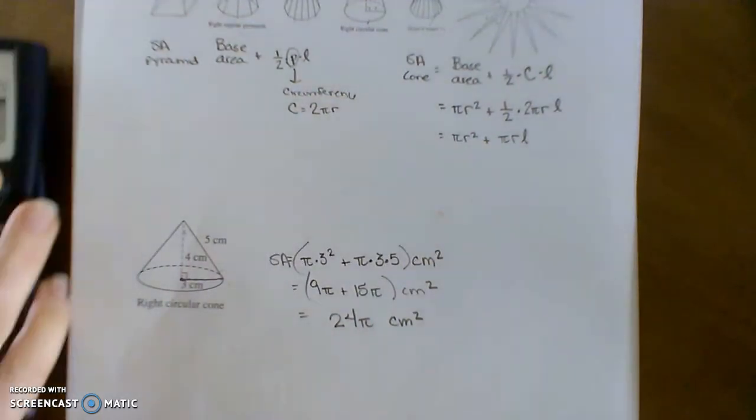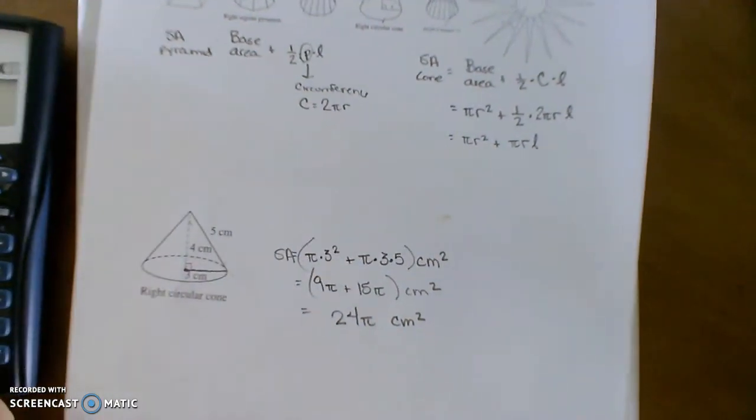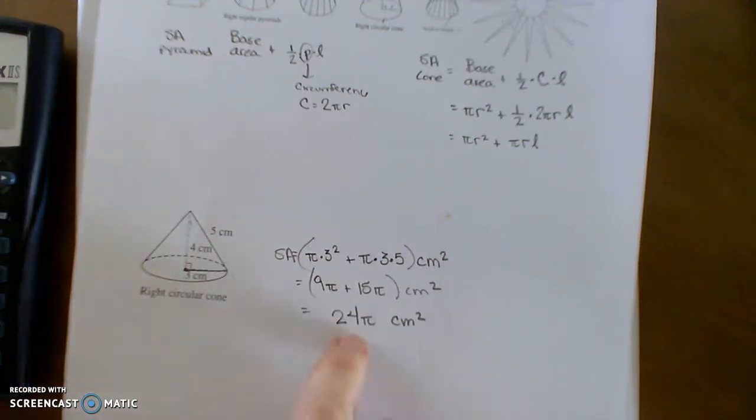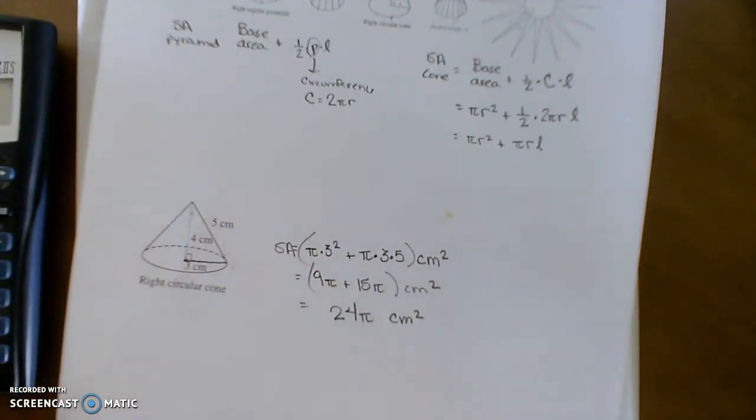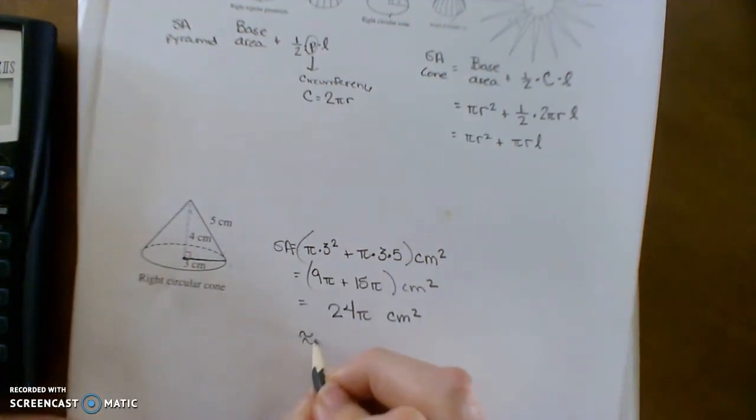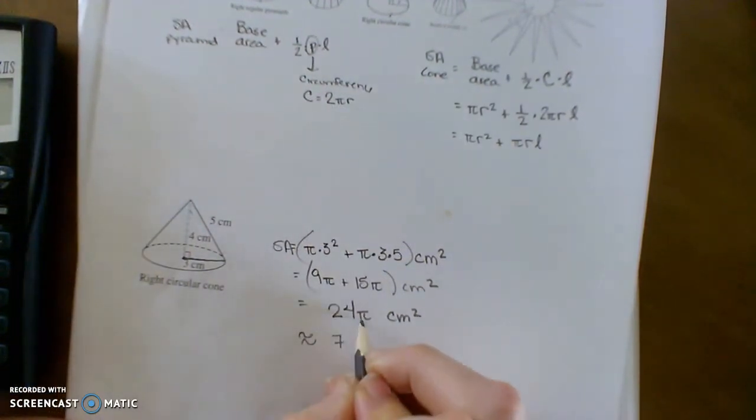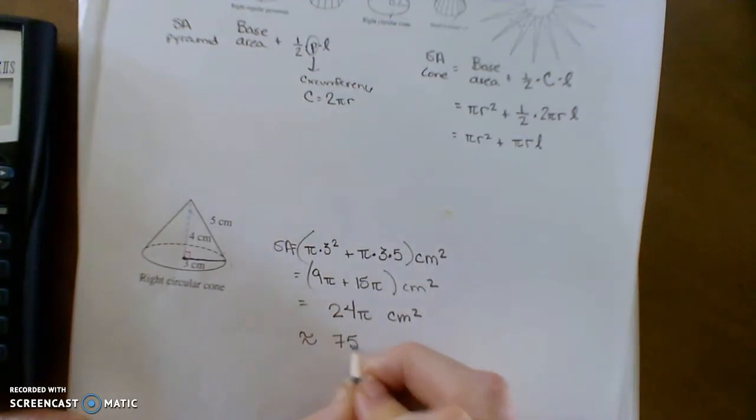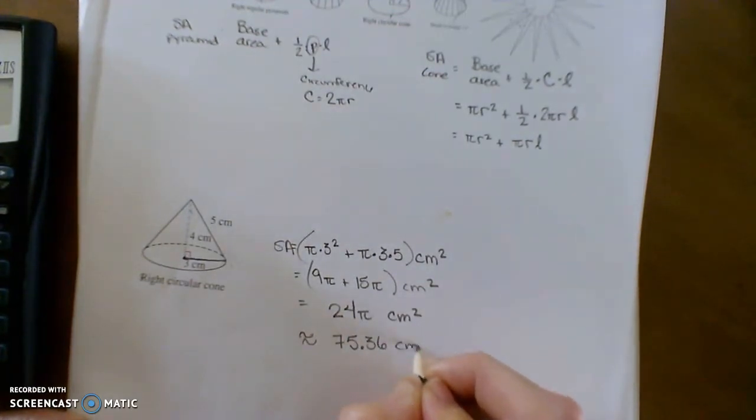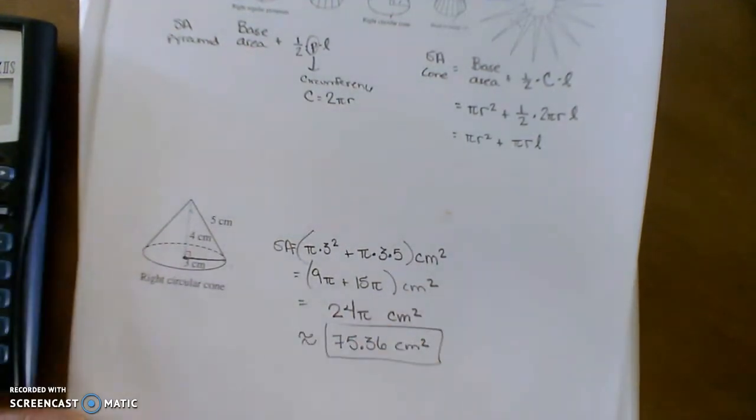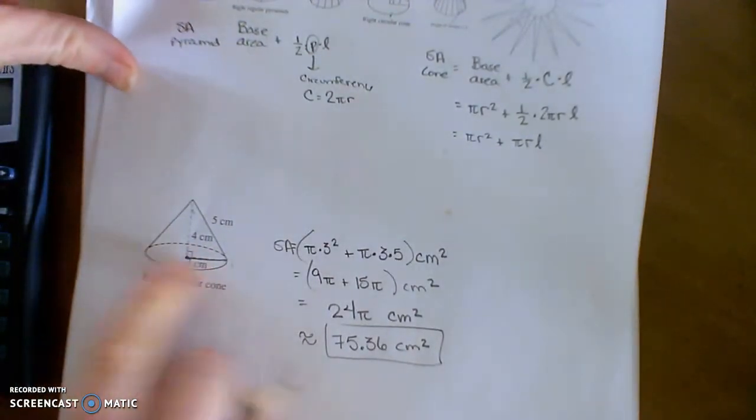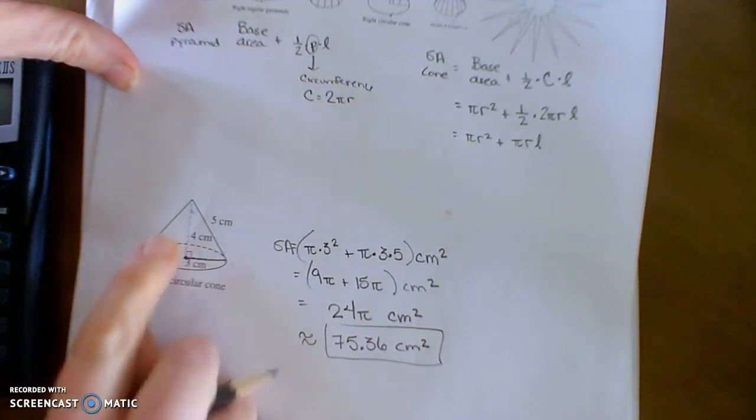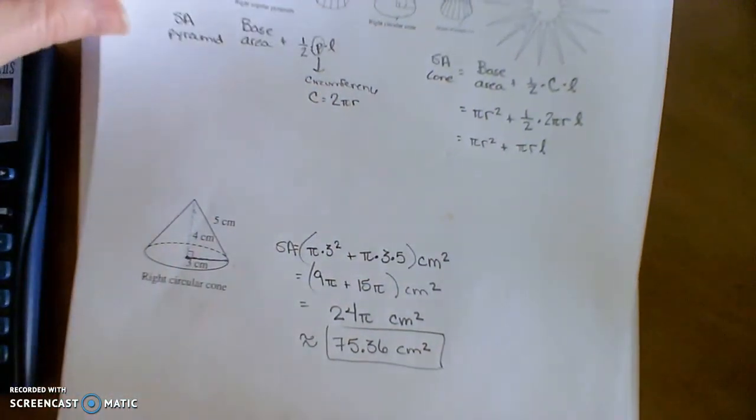And of course, when we're dealing with these applications, it might not be useful to have that symbol pi in there. So then we replace it with an approximation, 3.14. So we'll say it's approximately 24 times 3.14, which is 75.36 square centimeters. That is the entire surface area. So that includes the base, that circle base, and the lateral surface.